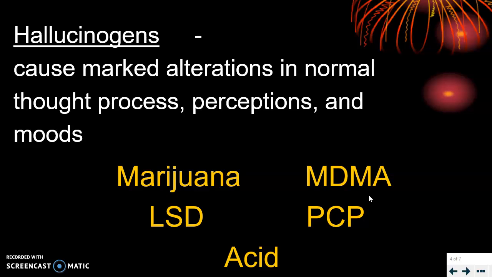And hallucinogens, here's some examples. Marijuana falls under hallucinogen, LSD, PCP, acid, MDMA, which is ecstasy. These are all examples of things that fall into this category because of how they affect the brain. They cause alterations in your normal thought process. Sometimes it's mood alterations, sometimes it's perceptions of what you think is reality, sometimes it's just general thought processes don't work the same.